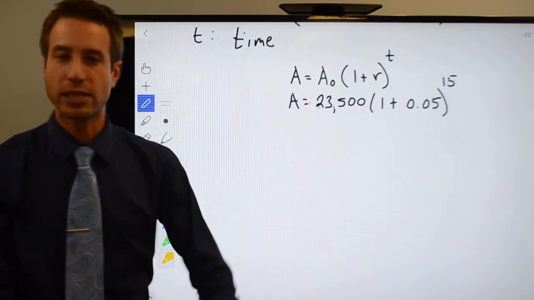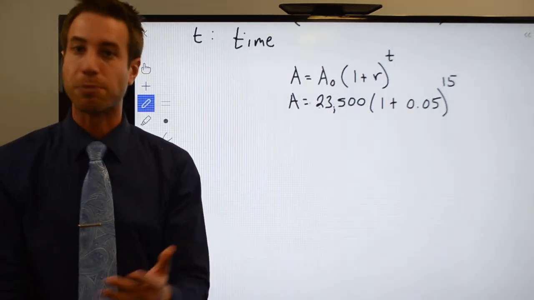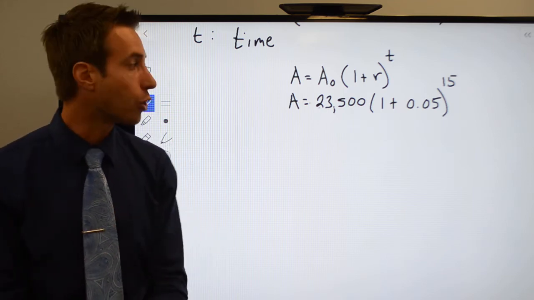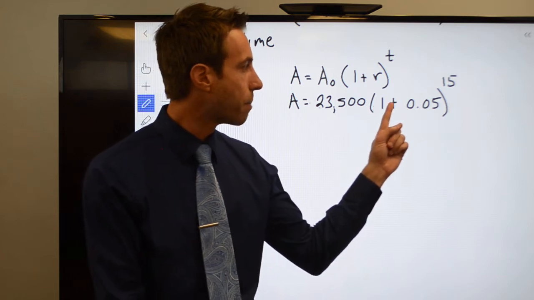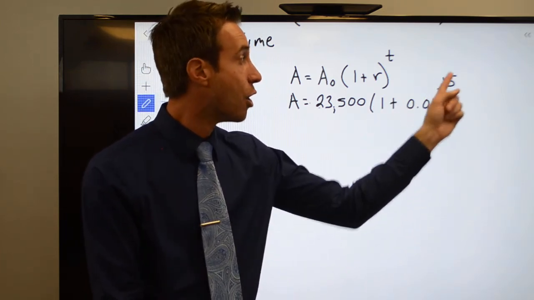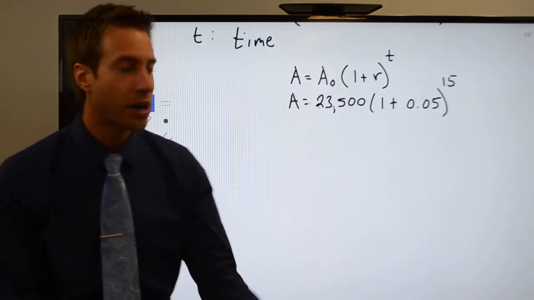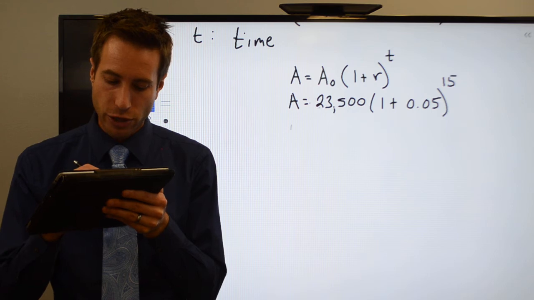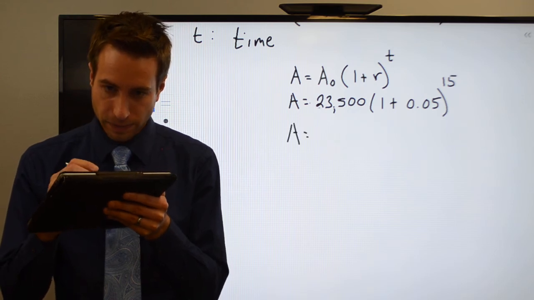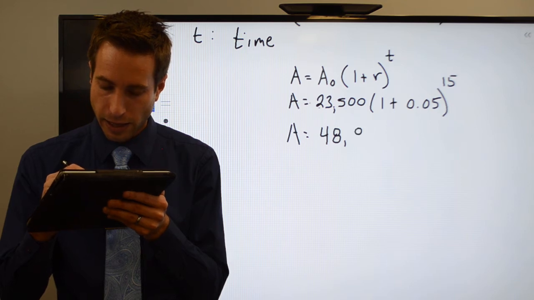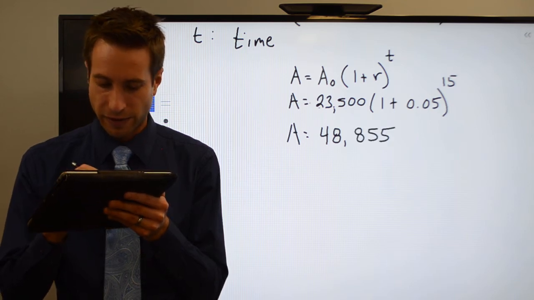What you want to do, of course, is use your calculator to do this. It's a plug and chug problem. Just don't fat finger something on your calculator and make sure that you do the order of operations correctly. 1 plus 0.05 would be 1.05. Raise it to the 15th power, then multiply that by 23,500, and what you should get is 48,855 people.